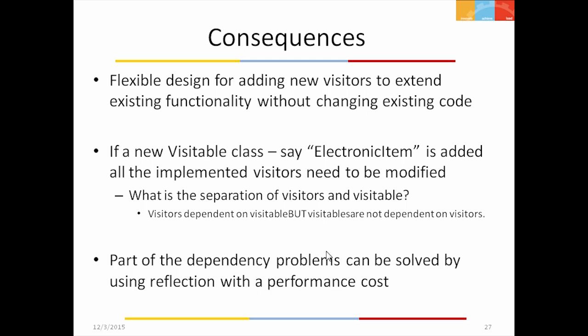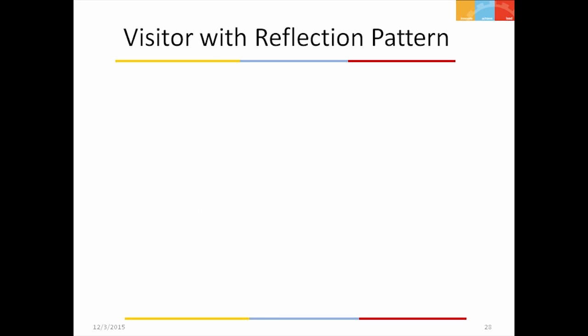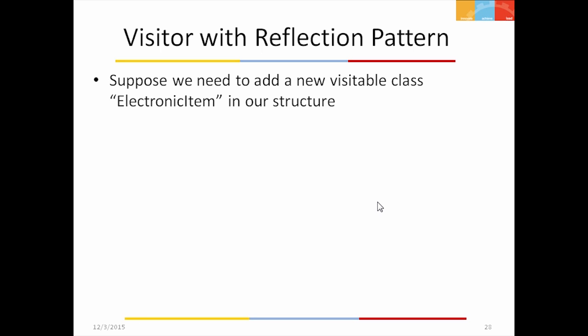Now part of this dependency problem can be solved using the reflection mechanism, but it has a performance cost. As I said earlier, reflection is a very easy and very elegant way to implement this segregation and level of indirection. It's a very elegant way to reduce coupling, but it has a cost, which is the performance cost. Let's look at the same visitor example with a reflection pattern.